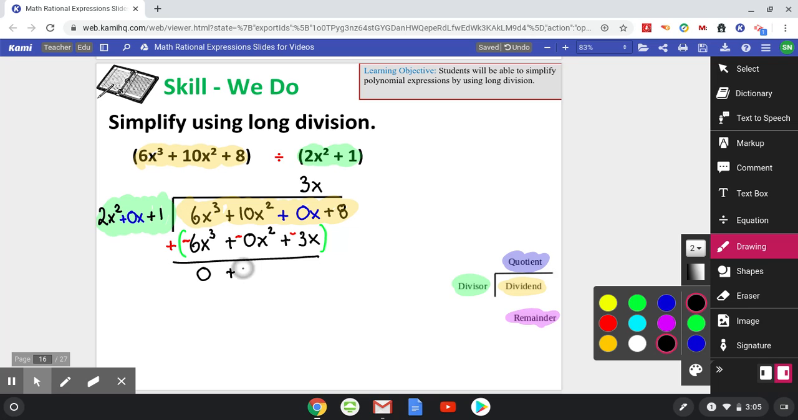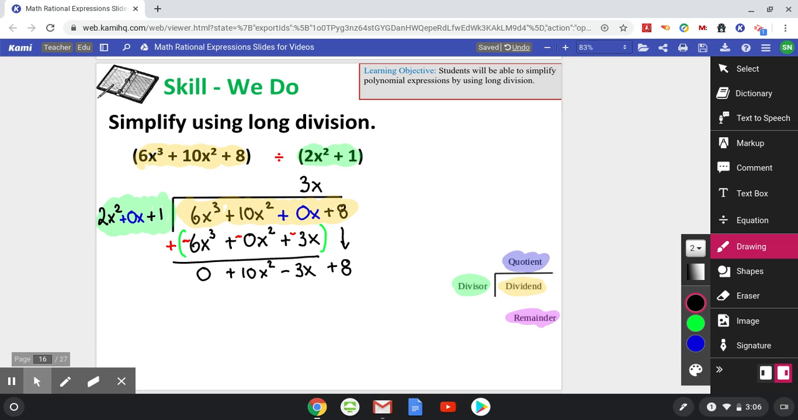Next we have 10x squared. And last we have a negative 3x. 0 minus 3 is negative 3. We bring down the 8 just like we would do in all division form. And as you can see, we still have 3 terms. Because we have 3 terms in the divisor, that's the only way that we can do it.